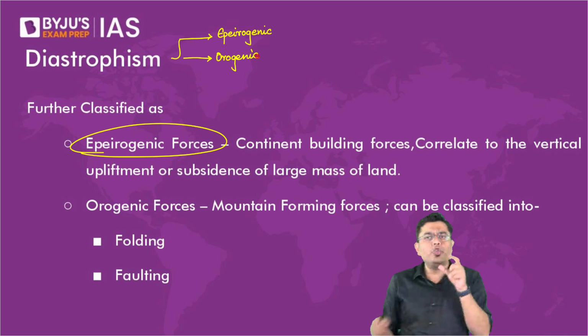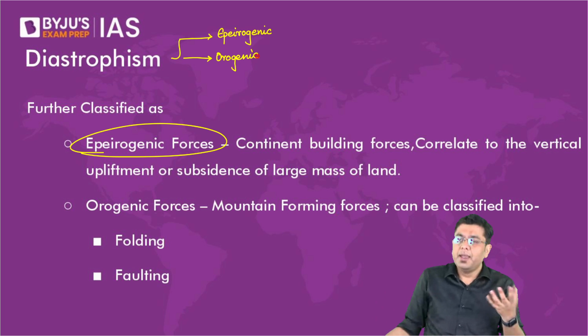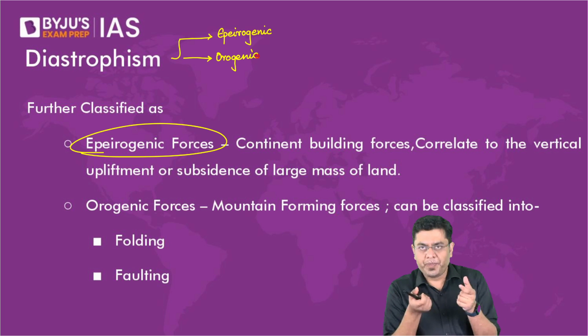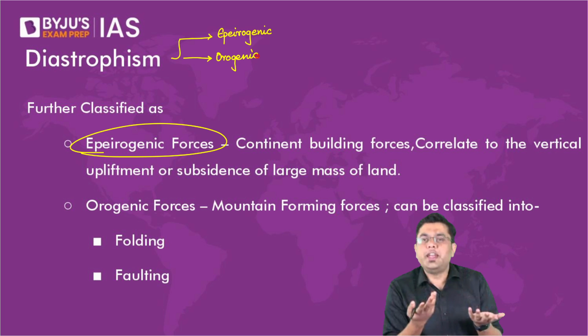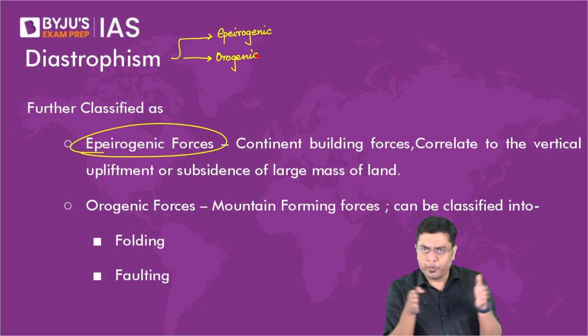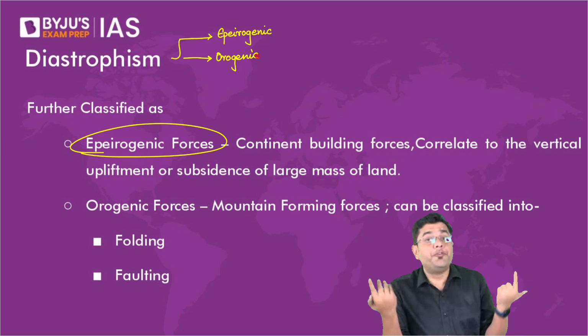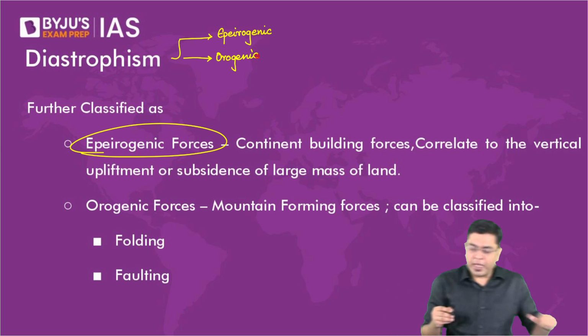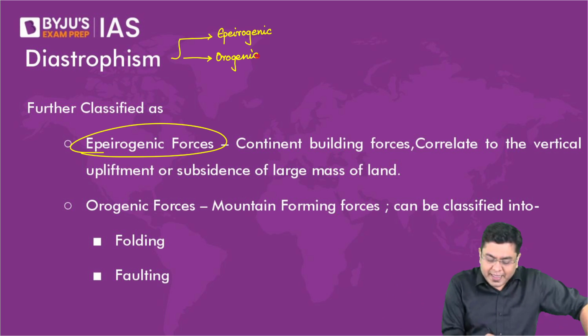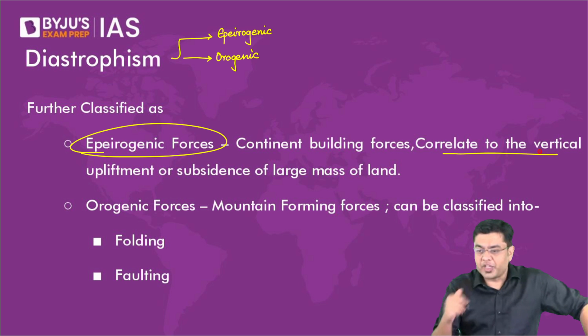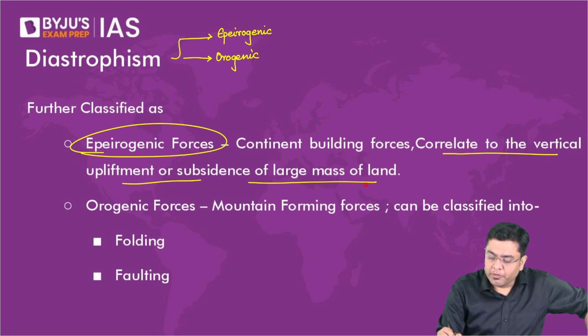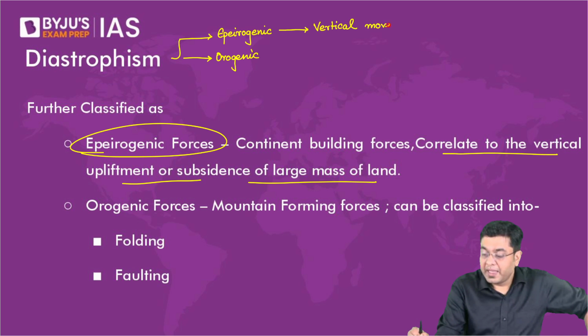Whereas orogenic, whenever you encounter this term, orogeny, orographic, anything, always it has got to do something with the mountain, right? So orogenic forces are those horizontal forces which end up creating folds and faults. Okay, so here when we talk about epeirogenic, they correlate to the vertical upliftment or subsidence of a large mass of land. So this leads to vertical movement of land.